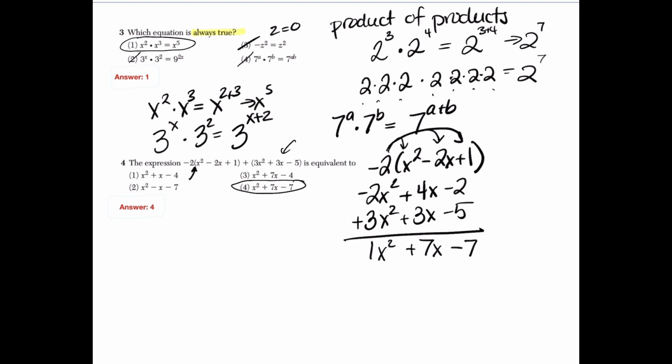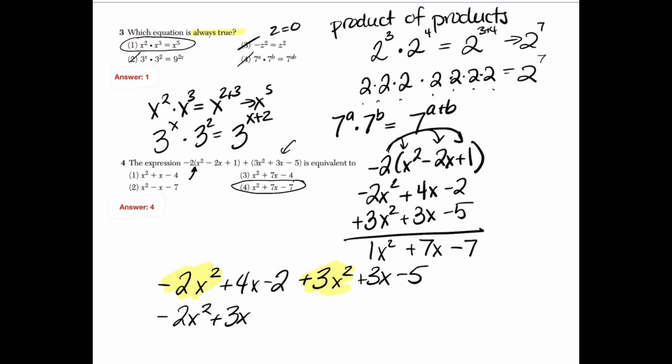I do have some kids who, when they write the entire thing out, like let's say you distributed and you would have gotten this part, and then you probably would have decided, I'm going to distribute the positive 1 to get 3x squared plus 3x and then minus 5. I would just say, if you got to this point, look to see which ones are the same, and you can see like these two are the same. So I would just put them next to each other. And then you can see that they will combine together to just give you that 1x squared.